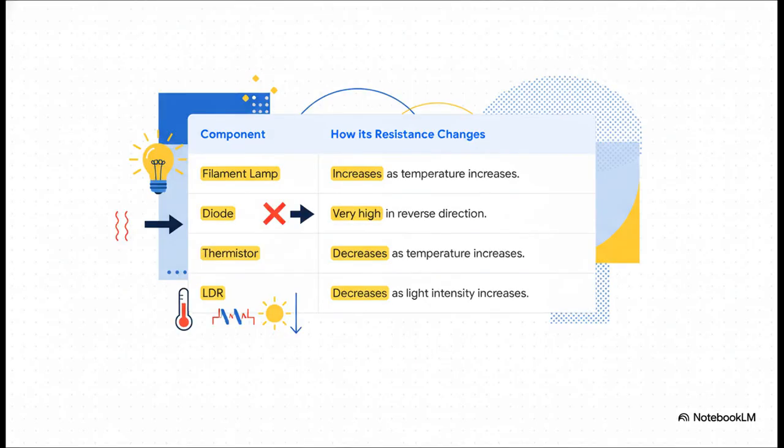Okay, this table here is pure gold for your revision. You need to know these four components like the back of your hand. We've just done the filament lamp, then you've got the diode, which is basically a one-way street for current, and then the two special sensors: the thermistor, where resistance actually decreases as it gets hotter, and the LDR, where resistance decreases as it gets brighter.